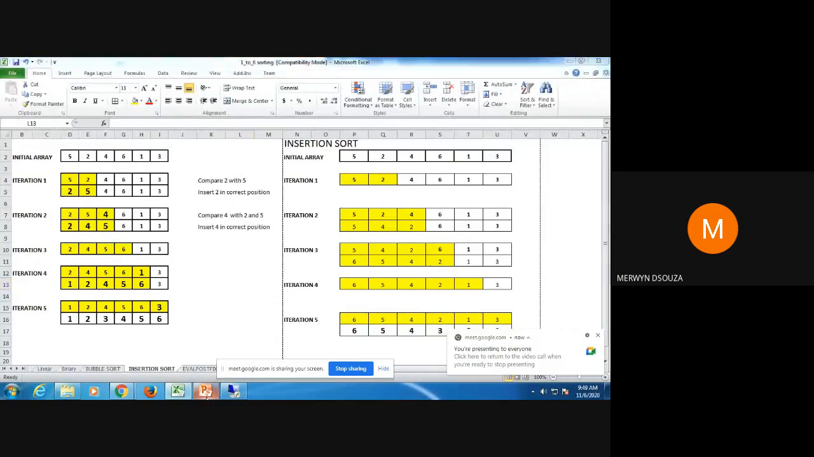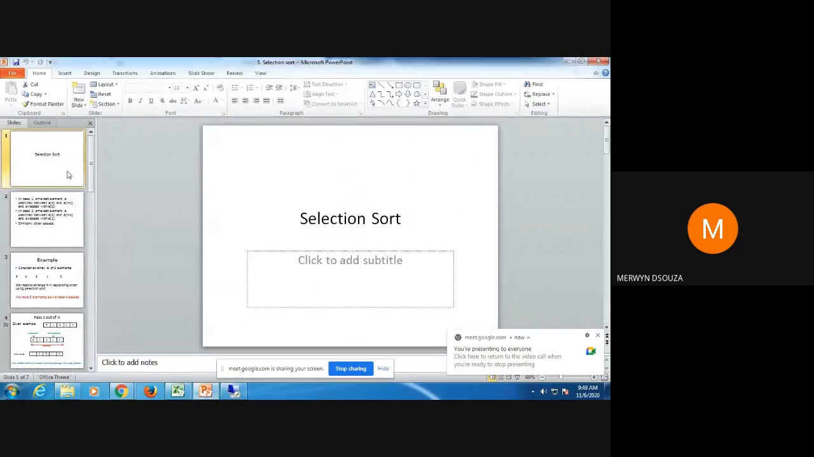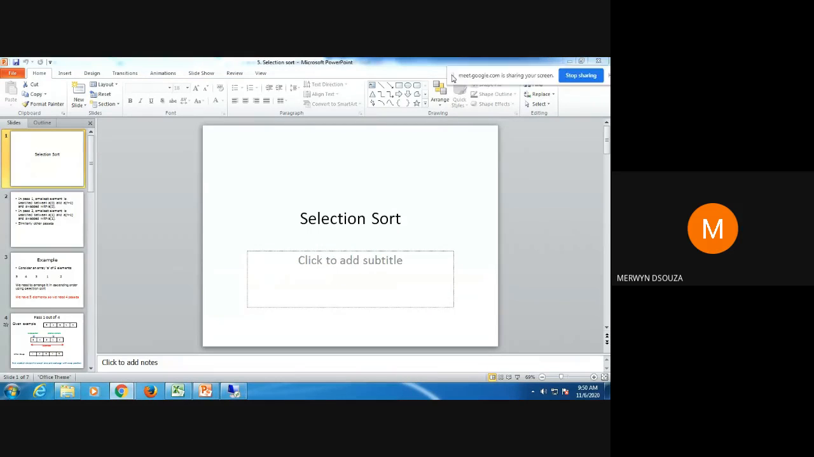So let's continue to the next type of sort known as selection sort. Now selection sort and insertion sort are similar but they are not the same. At the end of the sorting you will see that it is not the same. There is a slight difference between them, but it is almost similar.